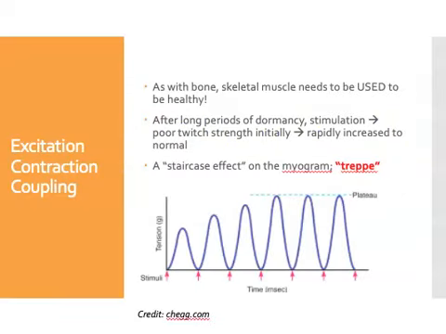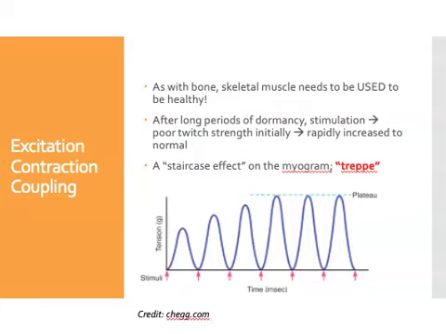Staying with excitation contraction coupling for one more minute, there's one other state that we recognize, particularly on a myogram, that I want us to be familiar with, and that's a state called Treppe. It's a German word, and it translates as staircase. Treppe is a phenomenon that we see in skeletal muscle that has not been used for a while.